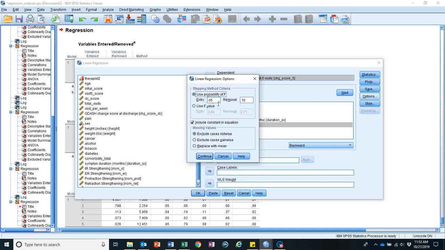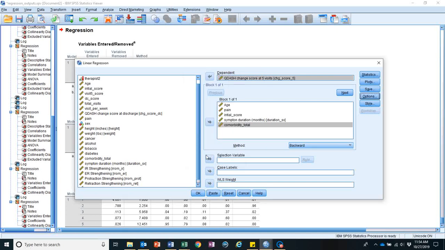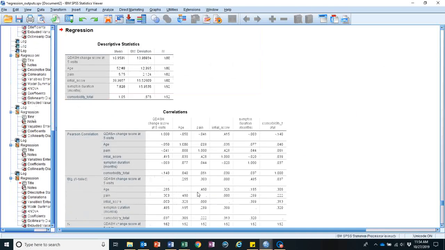This is where you can make your entry and removal more or less conservative. This is the standard default, an entry of 0.05 and a removal of 0.1. The procedures that I've typically seen in the literature use these as defaults. Your statistician may recommend you to be more or less conservative, but we'll just leave it as the default for this analysis. Okay, so now we hit the button and it runs.